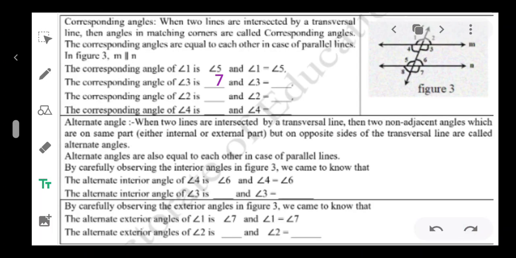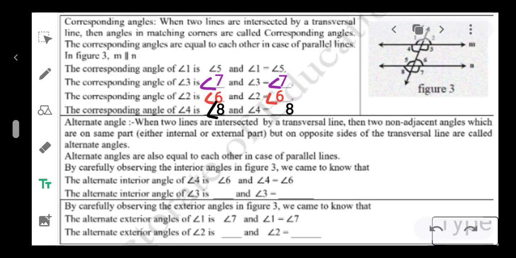The corresponding angle of 3 is 7. Therefore 3 must be equal to 7. Angle का sign लगाएं. The corresponding angle of 2 is 6. Angle 2 must be equal to angle 6. When lines are parallel, if lines are parallel, then pairs of corresponding angles are equal. If lines are not parallel, then these are not equal. Then only the names are there that these are corresponding angles. But if two lines are given parallel to each other, then corresponding angles must be equal to each other. Therefore, angle 4 must be equal to angle 8.